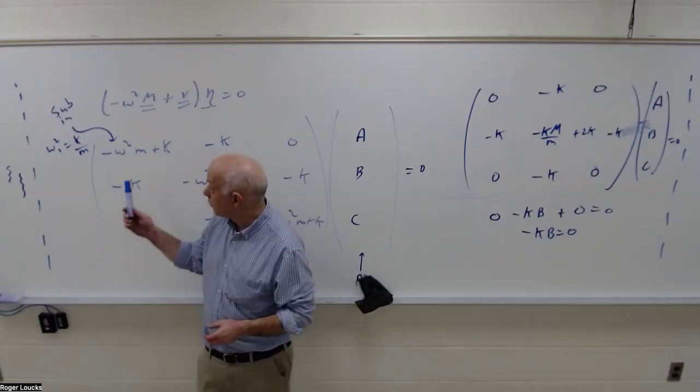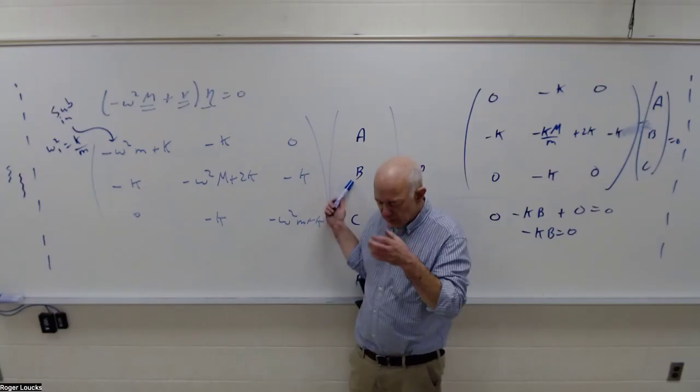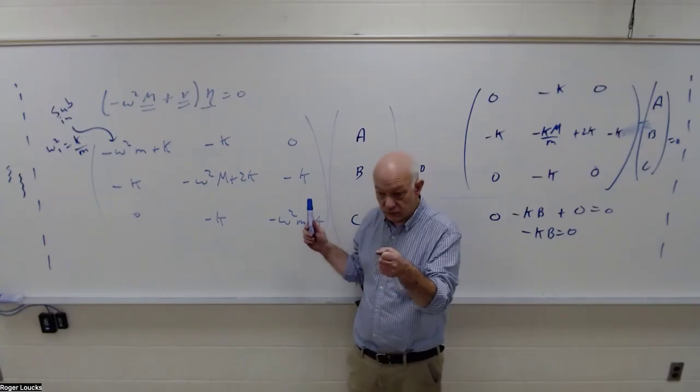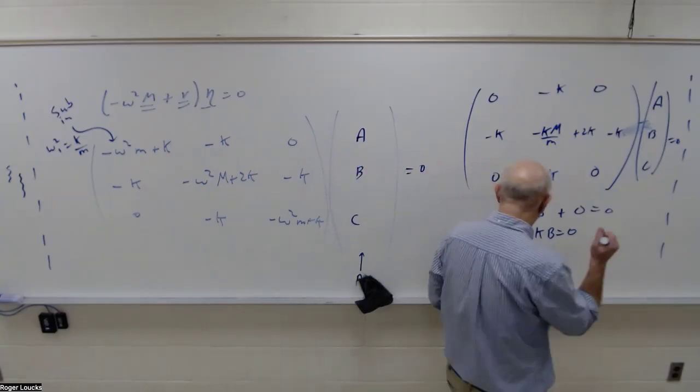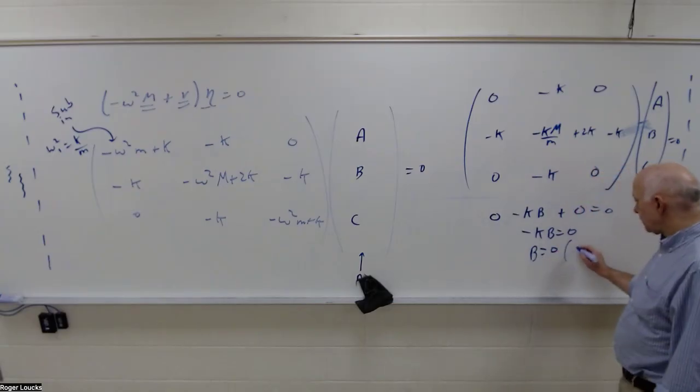That middle guy corresponds to the big mass here. So this is the eta for the big mass. The fact that this is 0 means it's going to be stationary. This means B equals 0. So this right here means the big mass M is stationary.